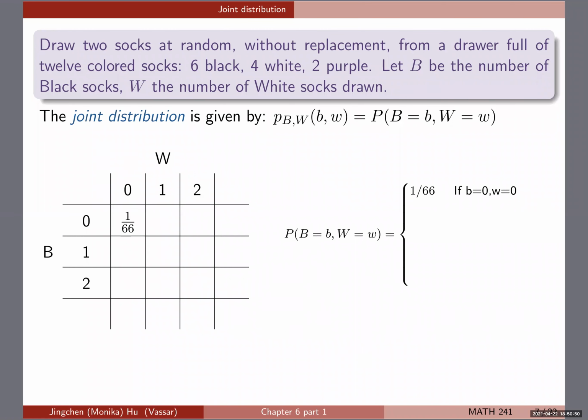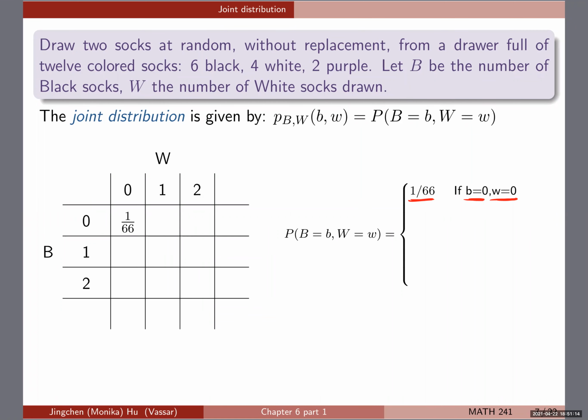Okay, so the first one is B equals 0 and W equals 0. The probability is 1/66 because you will have to choose both of them to be purple. So if you work out the math, I think you will figure out that this is 1/66.